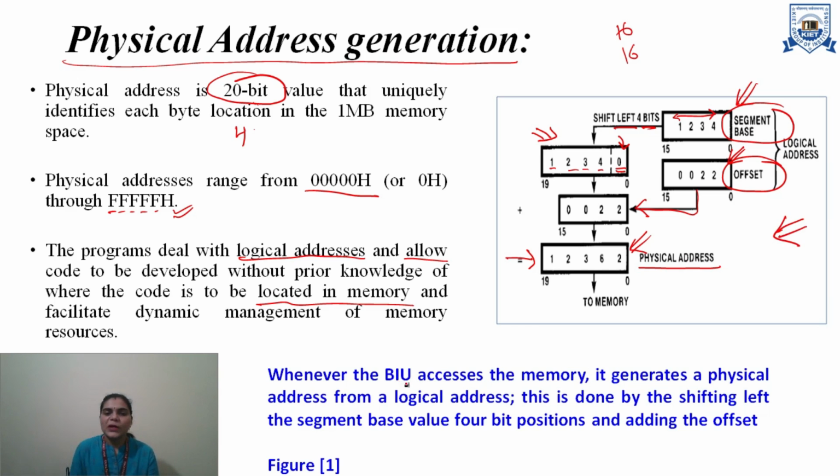Whenever the bus interface unit of the 8086 microprocessor accesses the memory, it generates a physical address which is a 20-bit address. From the logical address, which has a segment starting address or base address and an offset, this is done by shifting the segment base value left by 4 bit positions and adding the offset to the shifted result. And in this way, we have the physical address in 20 bits.